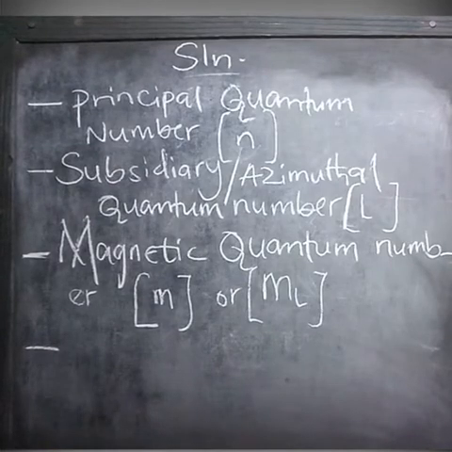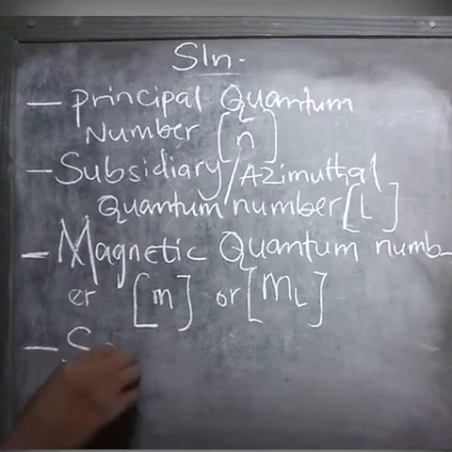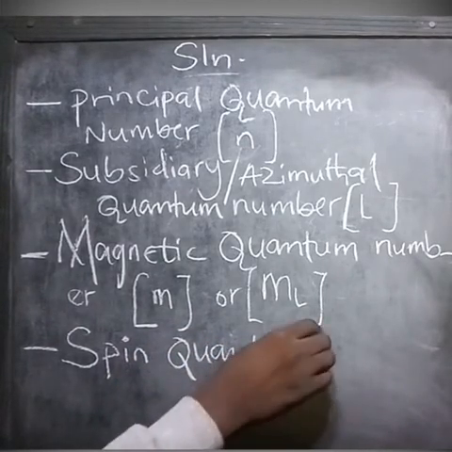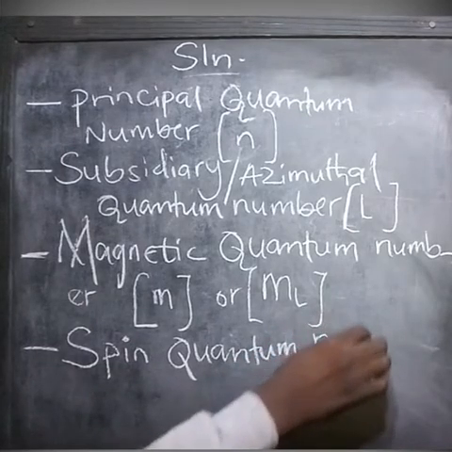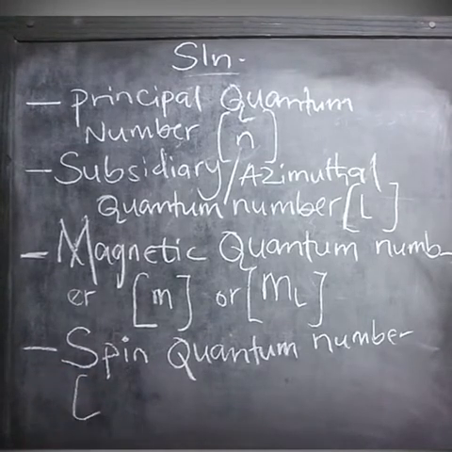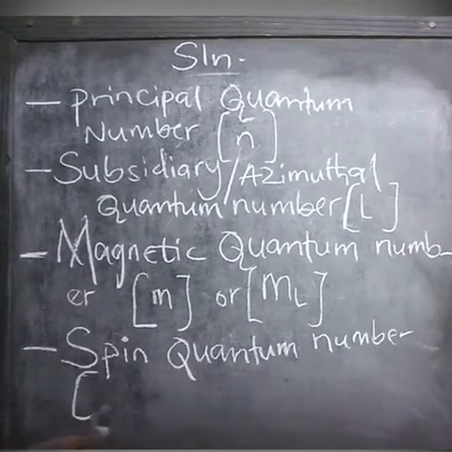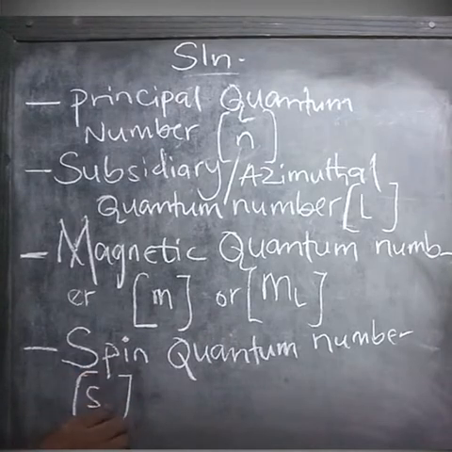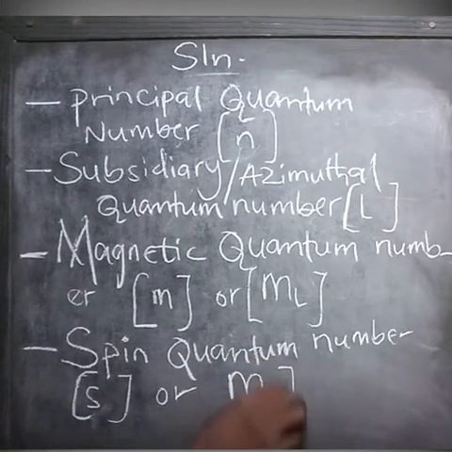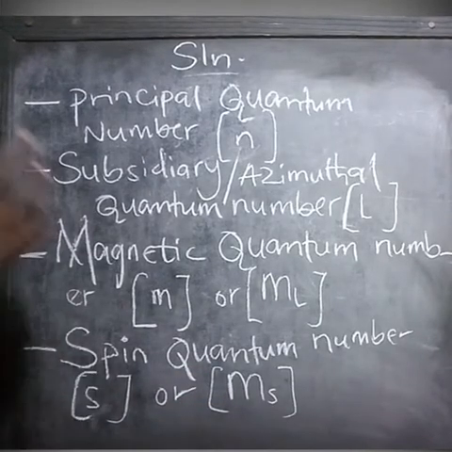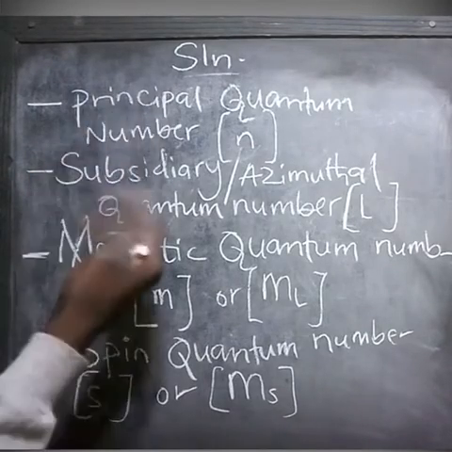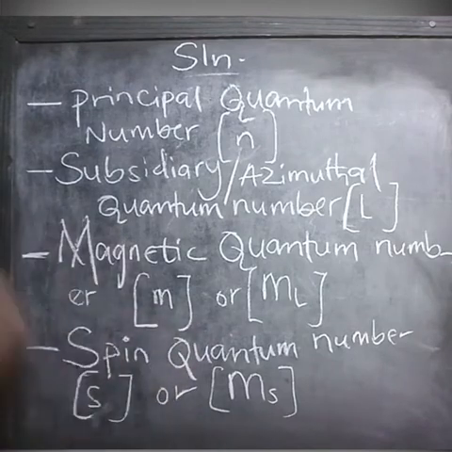And the last one is the spin quantum number, which is also denoted by s or ms. So these are the 4 quantum numbers that are assigned to an electron in an atom: principal quantum number, subsidiary, magnetic, then spin quantum number.